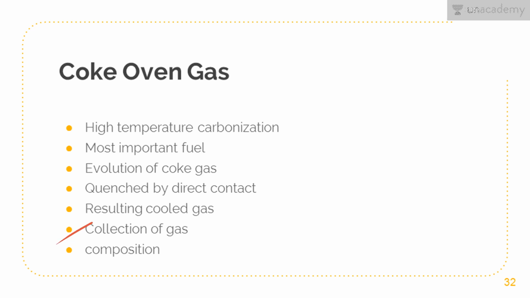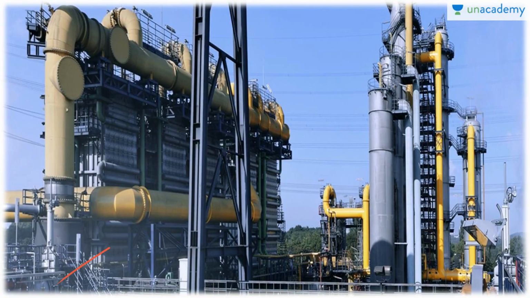The composition of the coke oven gas is carbon monoxide around 7.5 to 9%, hydrogen around 55%, carbon dioxide around 2 to 5%, nitrogen around 2 to 3%, oxygen around 0.3 to 0.6%, hydrogen sulfide around 0.2 to 0.3%, ammonia around 0.2 to 0.5%, and methane around 24 to 26%. So this is a coke oven gas refinery unit.